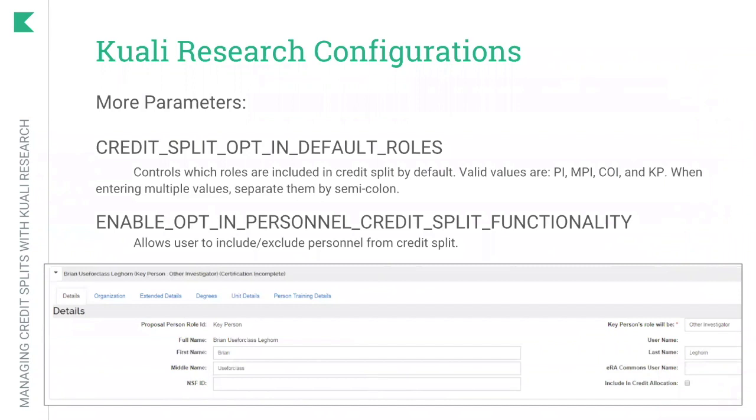This has been incredibly useful for us at College Park to have this screen here in proposal development. It then carries forward into institute proposal and award, so that we can still have those non-University of Maryland personnel listed on our proposals and awards, even though they are not part of our Maryland credit processes.